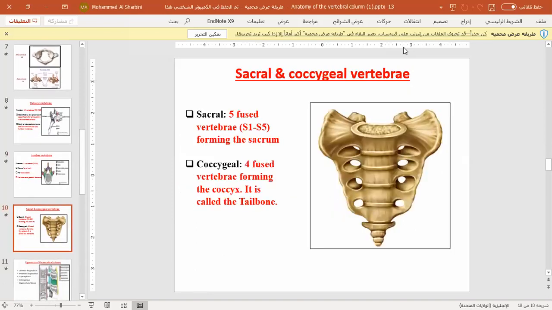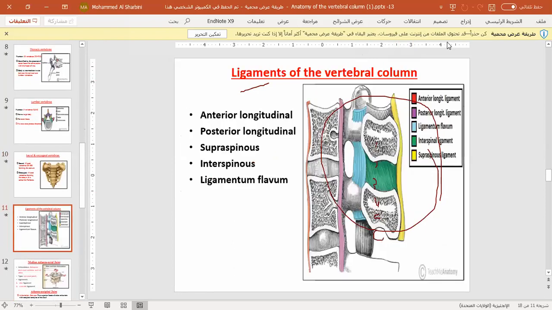Sacrum is fused sacral vertebrae, fused together and forming foramina in between. So this is the sacrum and the coccyx united together, with sacral 1, sacral 2, sacral 3, 4, and 5. This is the coccyx, and all these are united together to form the sacrum and the coccyx. What else?